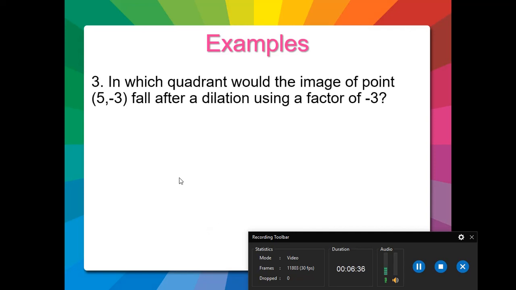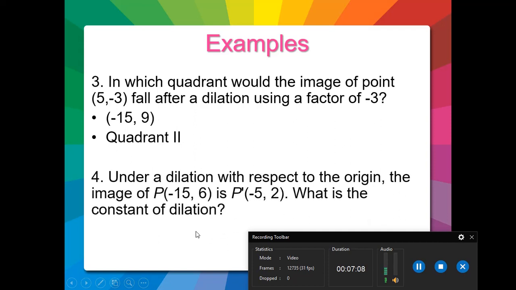For number 3, in which quadrant would the image of point (5, -3) fall after a dilation using a scale factor of -3? Well, let's first dilate the point and see where it's located. If I multiply both the x and the y by -3, my location will be at (-15, 9). If you can visualize the 4 quadrants, I would be first traveling left and then up, and that will be quadrant 2.